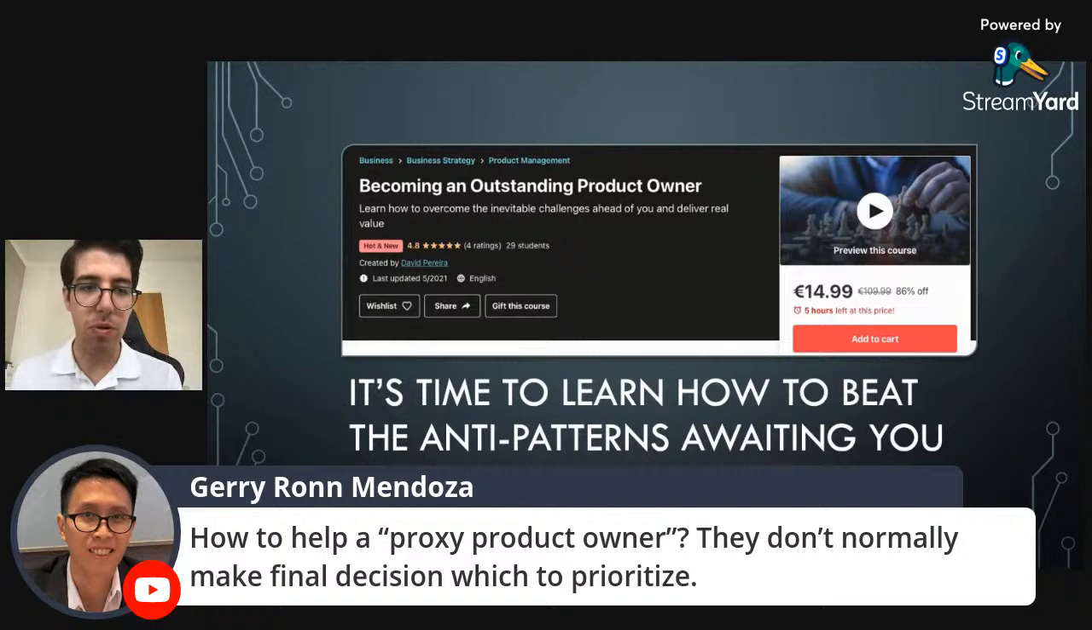How to help a proxy PO? They don't normally make a final decision to prioritize. Yeah, you need to know where you stand, and you need to know where the customer stands. I've been there. I know what it is, and what is the case is you act more as a consultant.